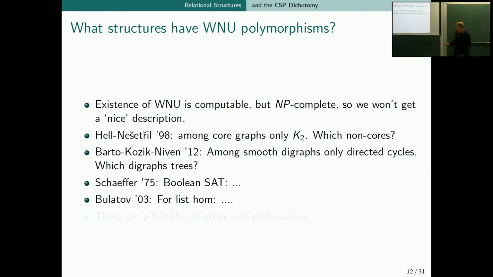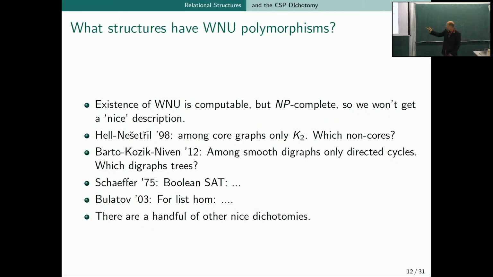There are various other dichotomies. These are all complexity dichotomies. Schaefer gave a dichotomy of which relational structures with two vertices have polynomial time solvable CSP problems. Those are exactly the ones that have WNUs. He gave a nice description of them, it's just long, so I didn't write it out. Bulatov proved the dichotomy for list homomorphism, so he gave a nice description. We'll talk about his result in a bit more detail in a second.